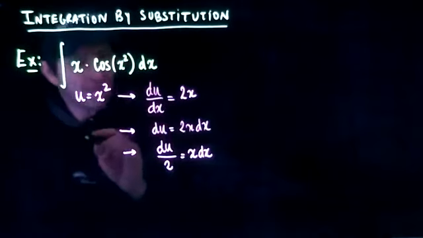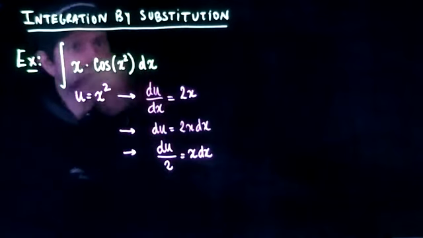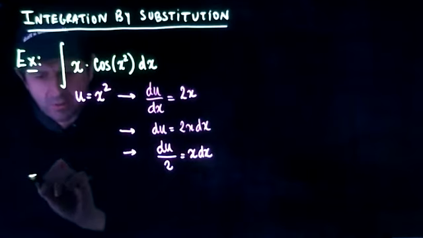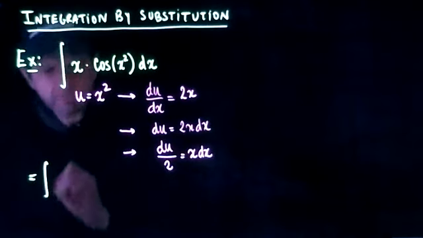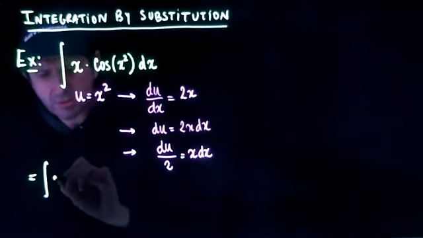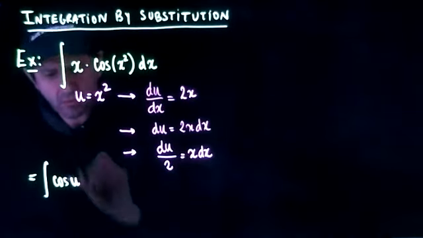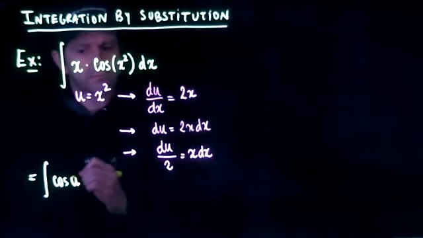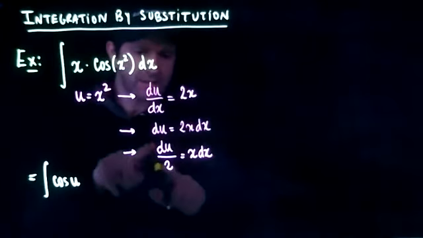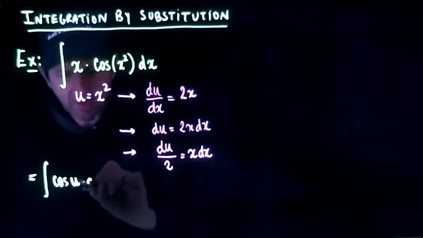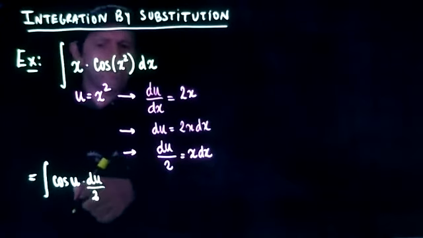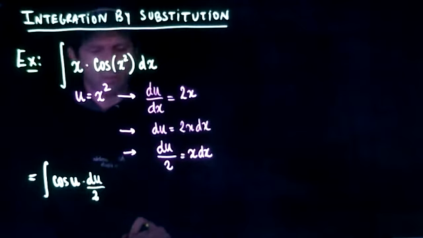Okay, and now I can rewrite this integral using only u's, no more x's. So I'm going to write equals the integral of cos of x², but x² is u, so this is the cosine of u, times x dx, but x dx is du over 2. So I write here times du over 2. And that's a very easy integral. We should be okay with this.